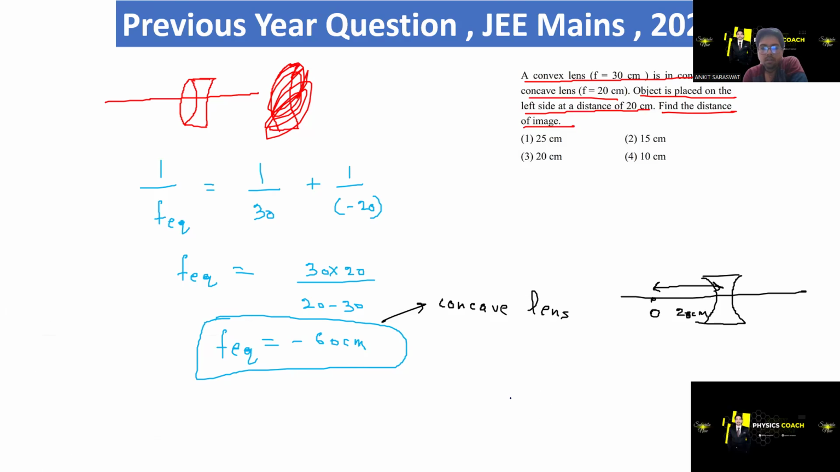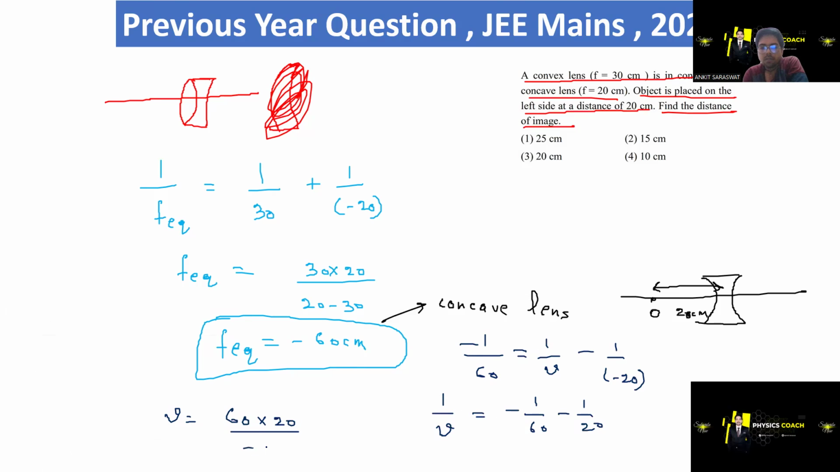Simply apply the formula 1 upon f. F just now we have solved, minus 60. 1 upon v minus 1 upon u, u will be minus 20. So 1 upon v will be minus 1 by 60 minus 1 by 20. It comes out to be 60 multiplied 20, minus 80. Okay. So what is the answer? V comes out to be minus 50.